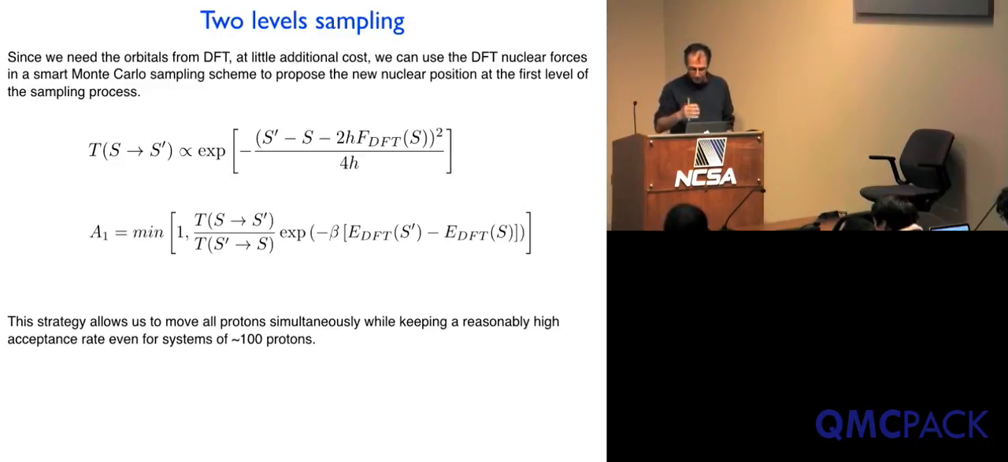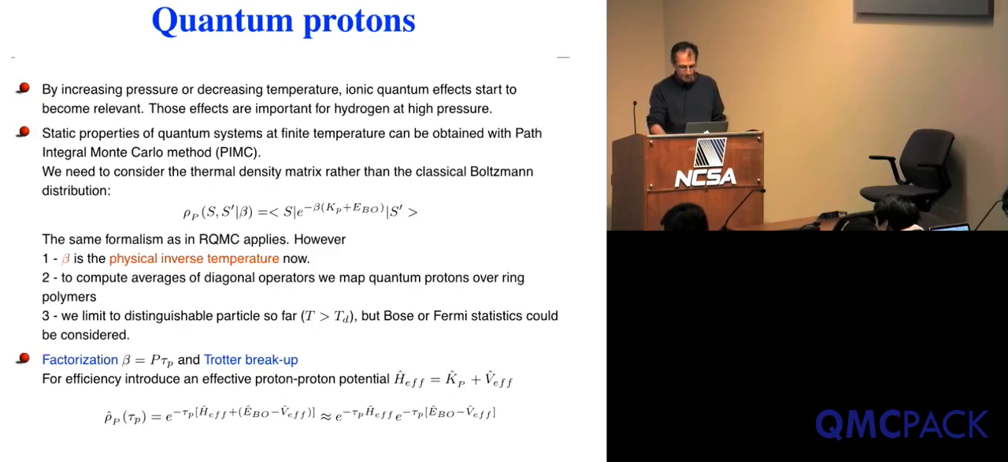I don't know if you have seen the poster we have done. With this strategy, we have done calculations at high temperature, and then we have done calculations at lower temperature, like 200 Kelvin, which is pretty low, and for a system of 96 protons.